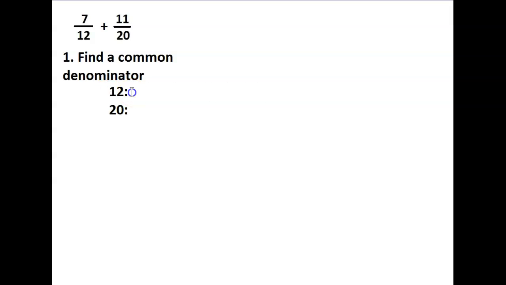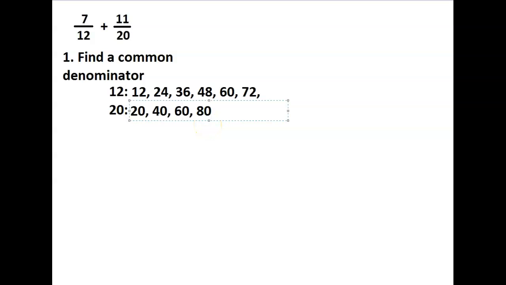So we look at our denominators of 12 and 20. We could list the multiples, like 12, 24, 36, 48, 60. And you could stop after a while and then list the multiples of your other denominator until you find some multiple in common. So we have 20, 40, 60, 80. And I could stop because I see that I have a common multiple in 60. That is the least common, the smallest multiple that I found.